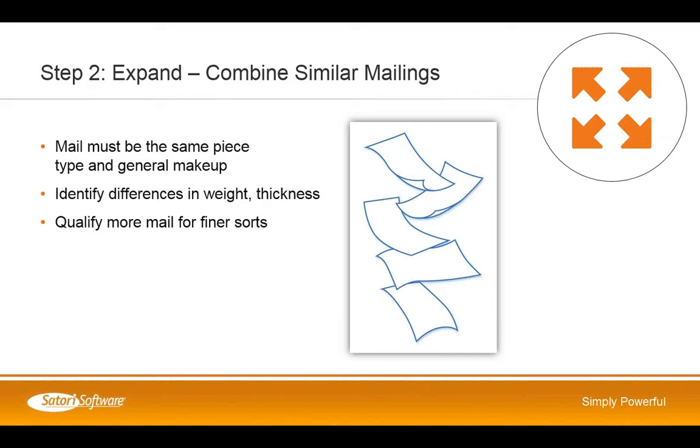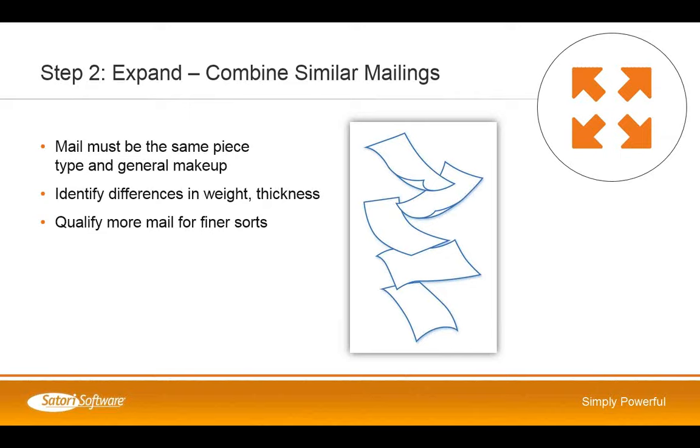And you will want to make sure that you differentiate them using a weight and a thickness. For example, with first class mail, you need to make sure that you appropriately label what the weight is, so you get the appropriate weight for that. You'll also want to identify the thickness of each piece so that the sort knows how many pieces are going to fit in each tray.